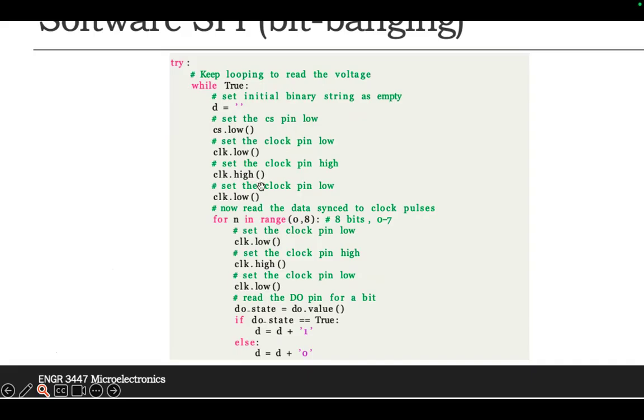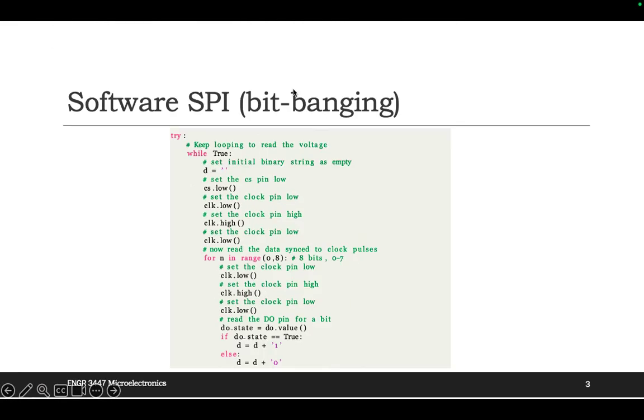Am I right? Do you remember? Xander will remember because when you use C++, there is the speed issue. We call this software SPI, also known as bit banging. Then let's talk about what SPI is exactly.